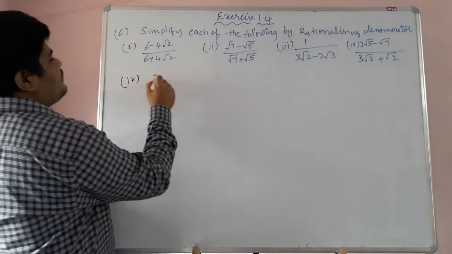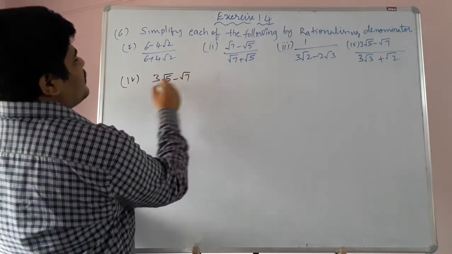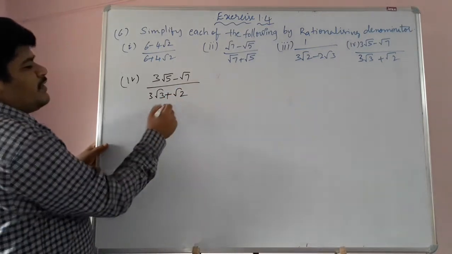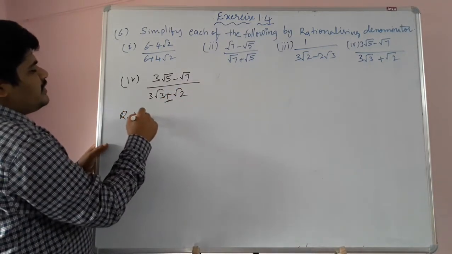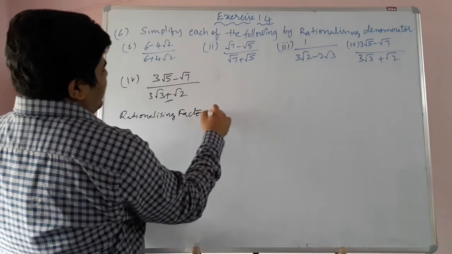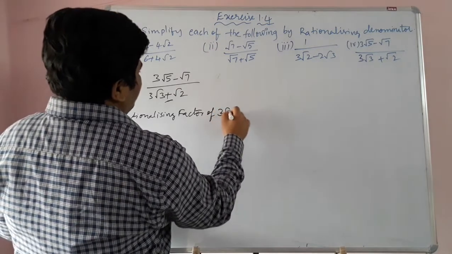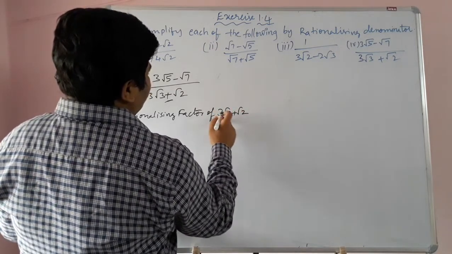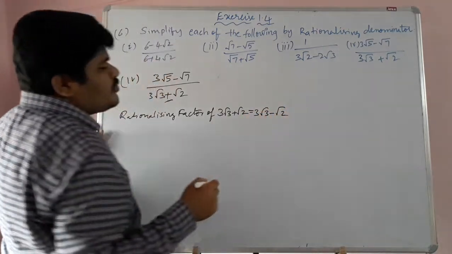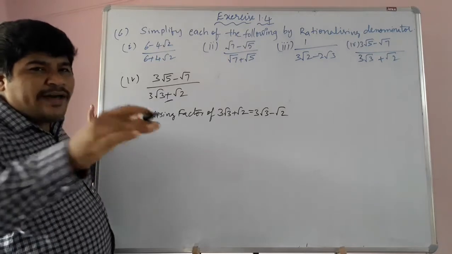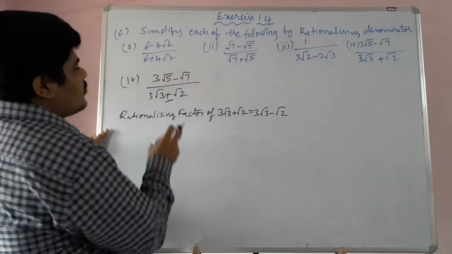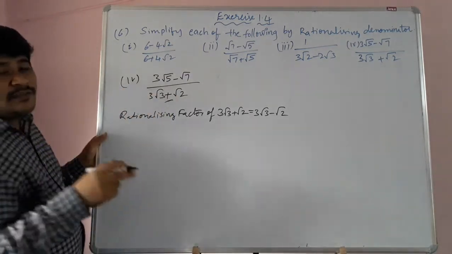Okay, so what is the problem? (3 root 5 minus root 7) by (3 root 3 plus root 2). So students, here plus is there, right? So the rationalizing factor of 3 root 3 plus root 2 is equal to 3 root 3 minus root 2. Now students, we have to multiply this expression by (3 root 3 minus root 2) by (3 root 3 minus root 2). Okay, so here we are rationalizing the denominator, please keep in mind.